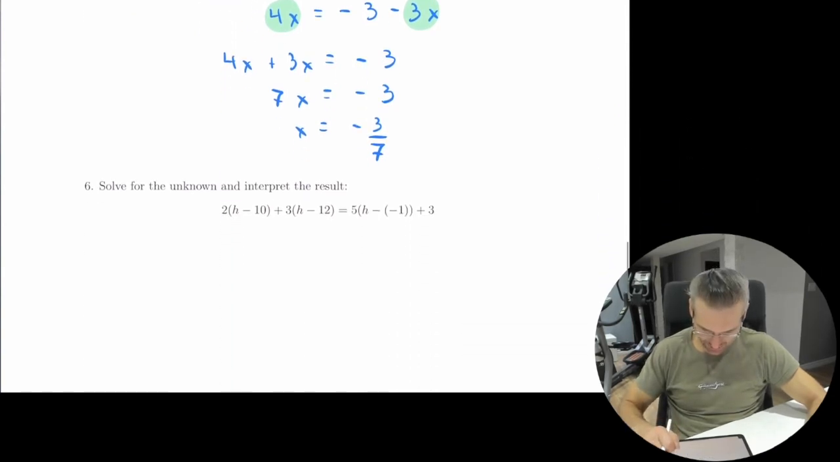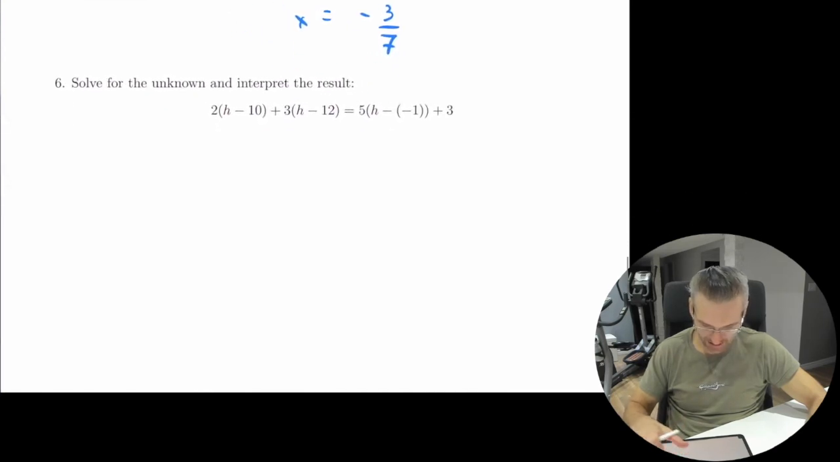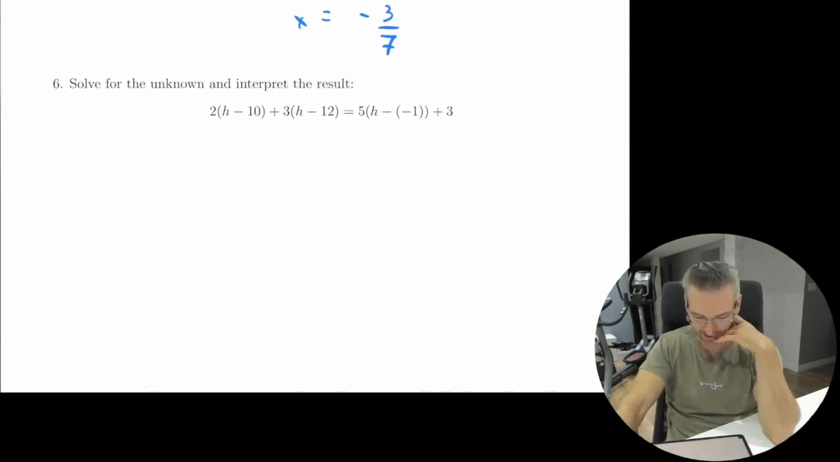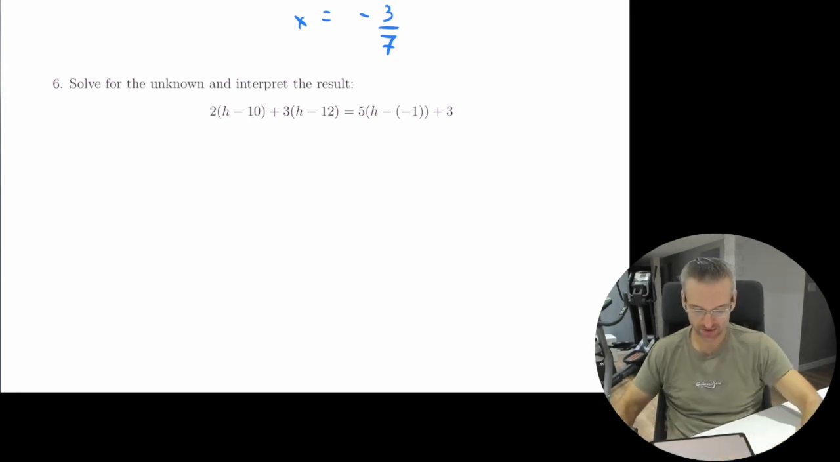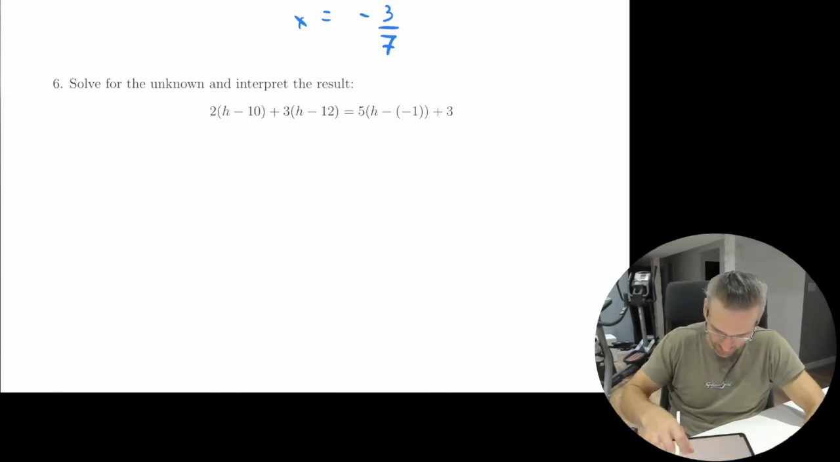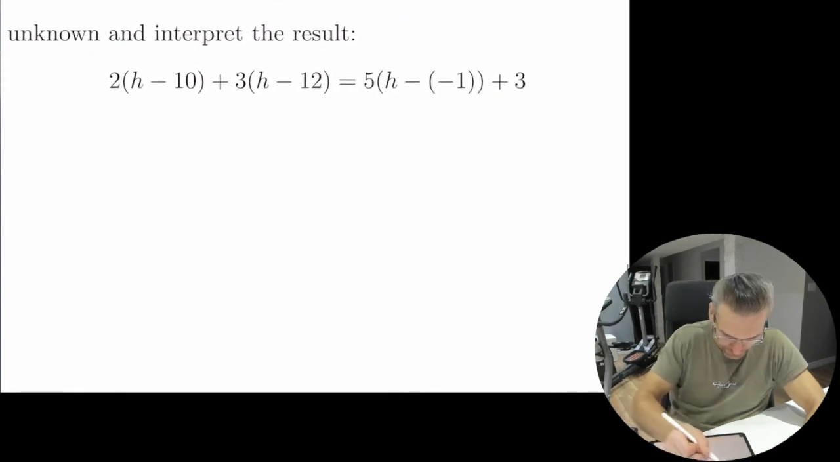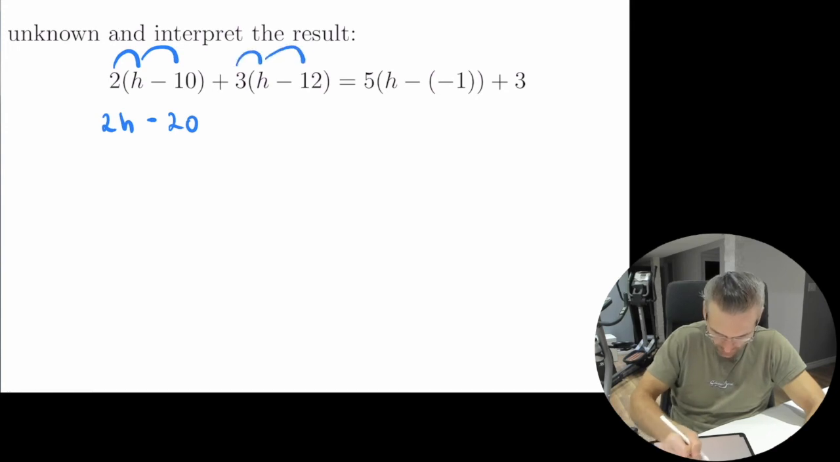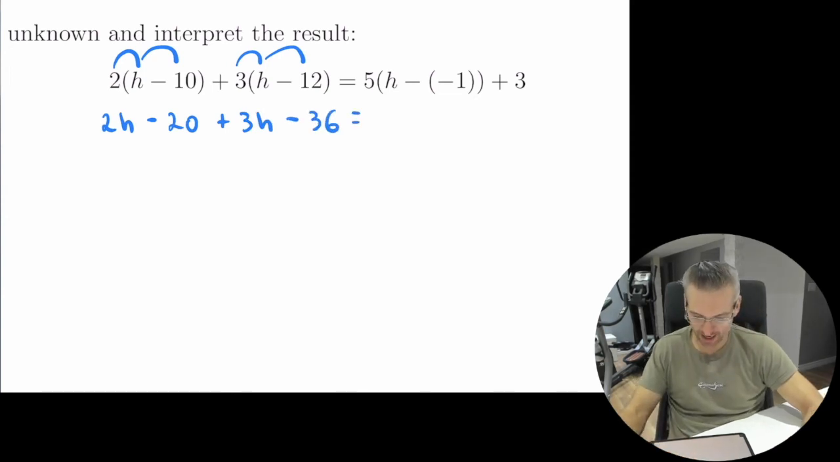Question number 6. So for question number 6, it looks nice and simple here. It's not super complicated. There's no fractions or decimals or anything. There's quite a few brackets. So let's simplify these. If I blow this up a little bit, I'm going to distribute this across. I have 2h minus 20. I'll distribute this across. I will have 3h minus 36.